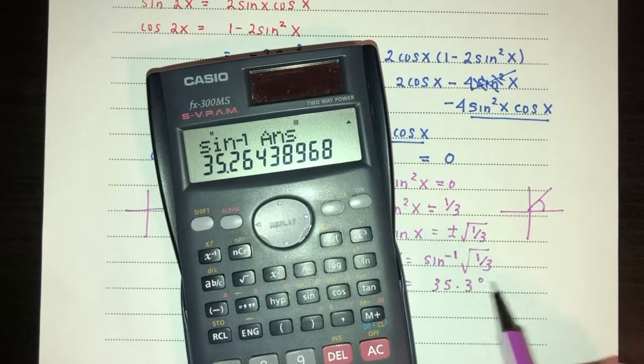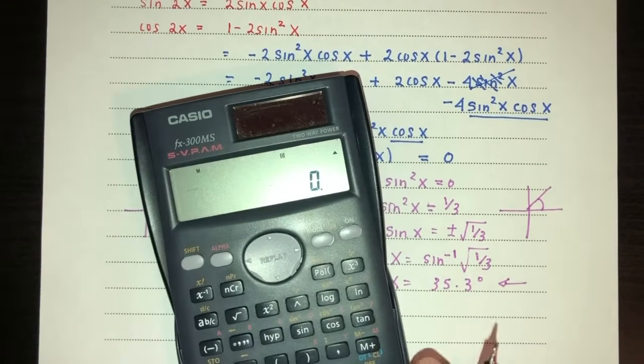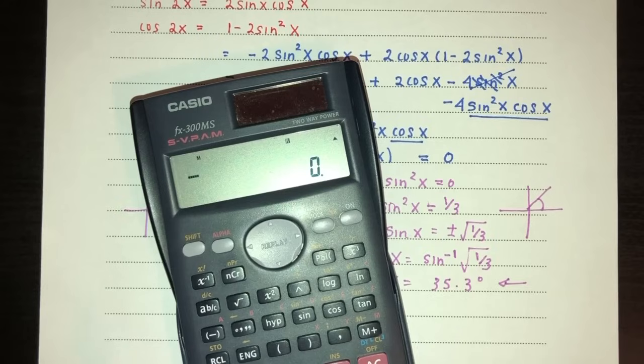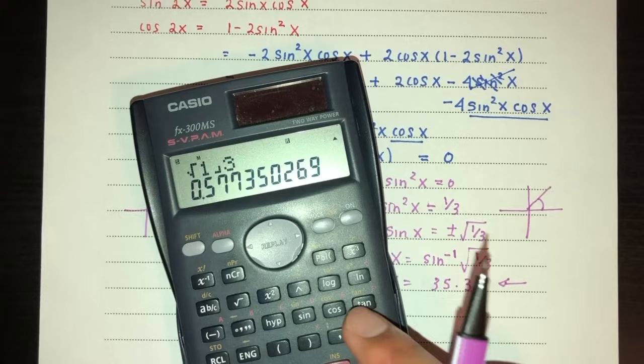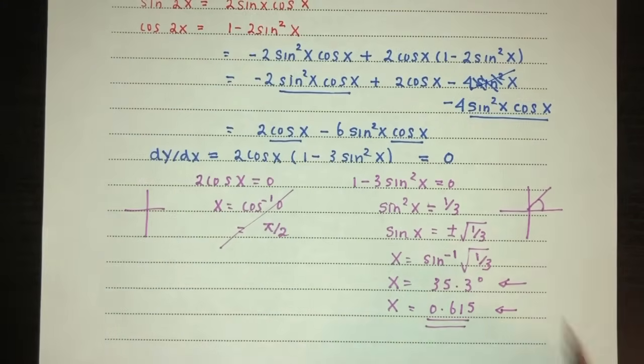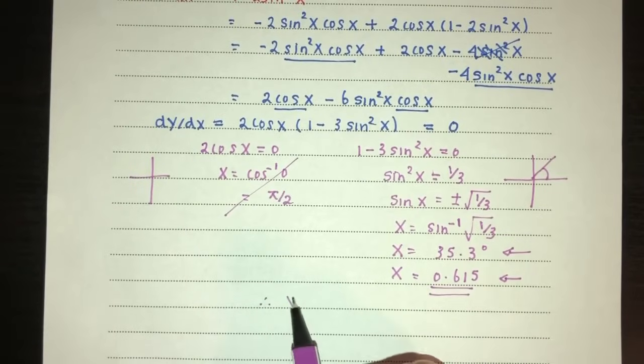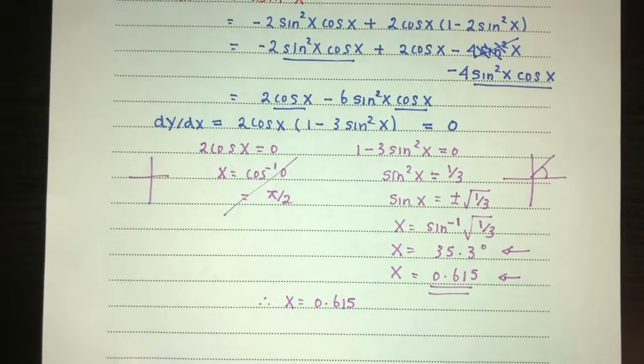35.3 degrees. So now, actually we need to find radians, not degrees. So change your mode to radians. So root of 1 over 3, sine inverse of that should be 0.615 for the value of x. So that should be your only value in the first quadrant because our condition is from 0 to half pi. So your answer for the x coordinate will be 0.615. And this is your question number 4.